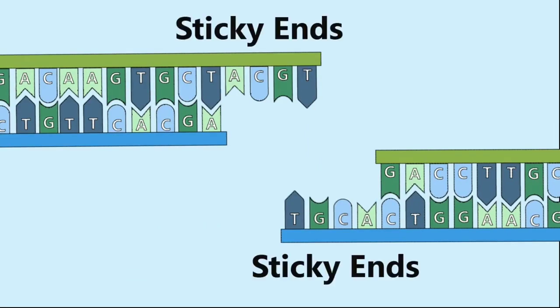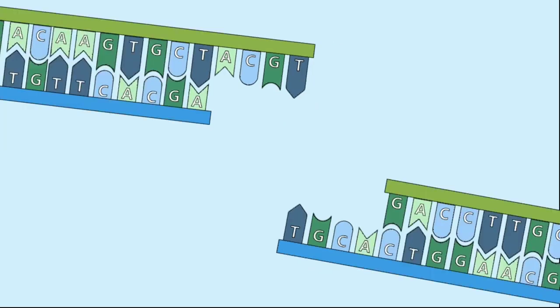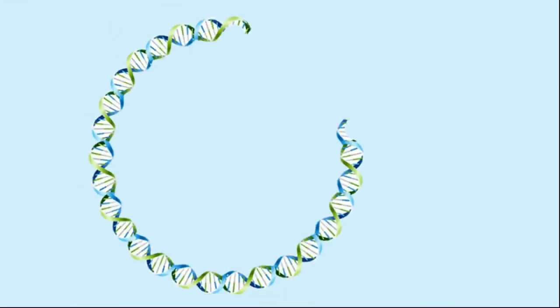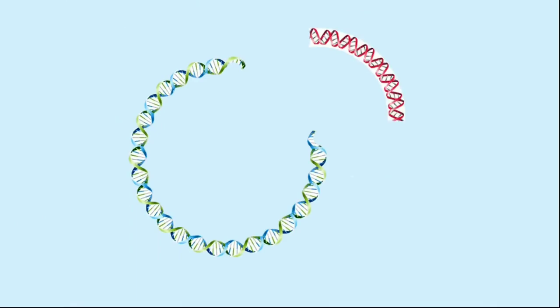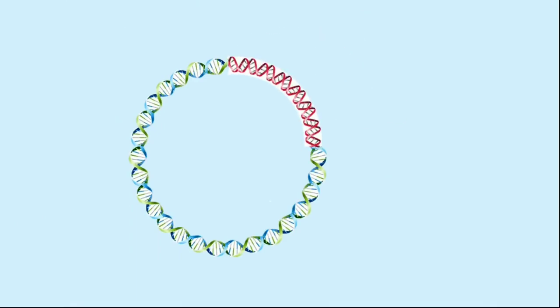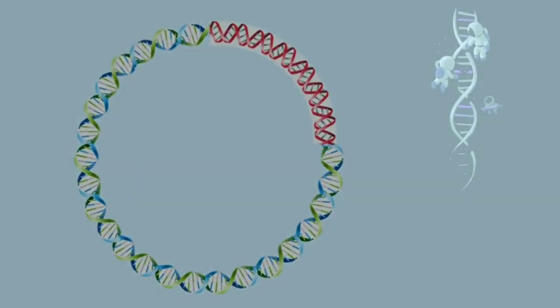The gene of interest incorporates within the plasmid with the help of these sticky ends. The gap between these two strands is sealed using an enzyme known as ligase, also called molecular glue. The recombinant DNA is now ready to be inserted inside the host cell to produce the desired product.